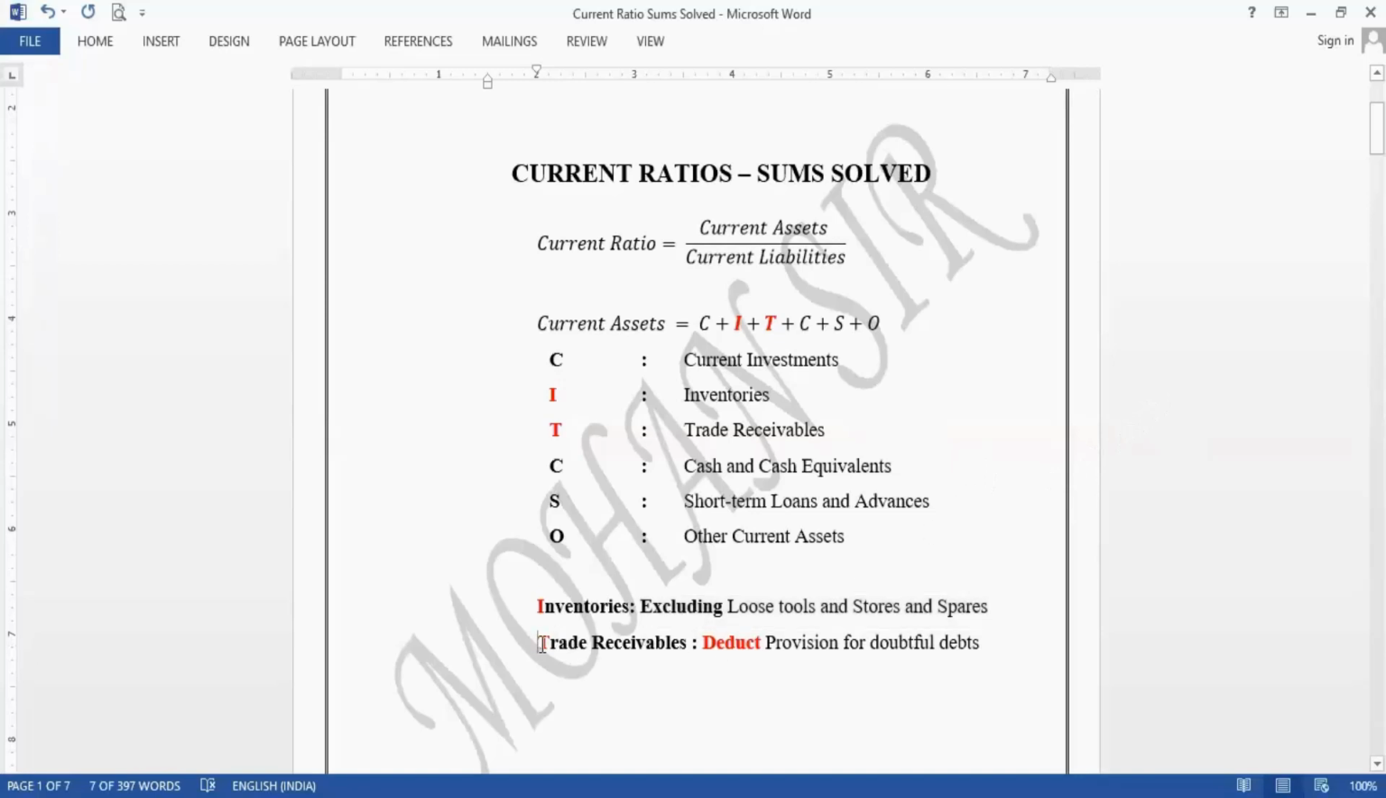In the same way, trade receivables. From trade receivables also, we need to deduct provision for doubtful debts, right? So these two important adjustments are there. I repeat again, from inventories, we need to exclude loose tools and stores and spares. And from trade receivables, we need to deduct the provision for doubtful debts.